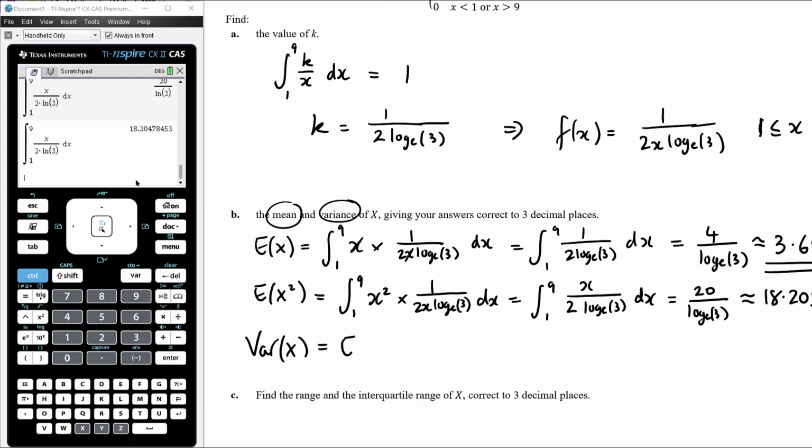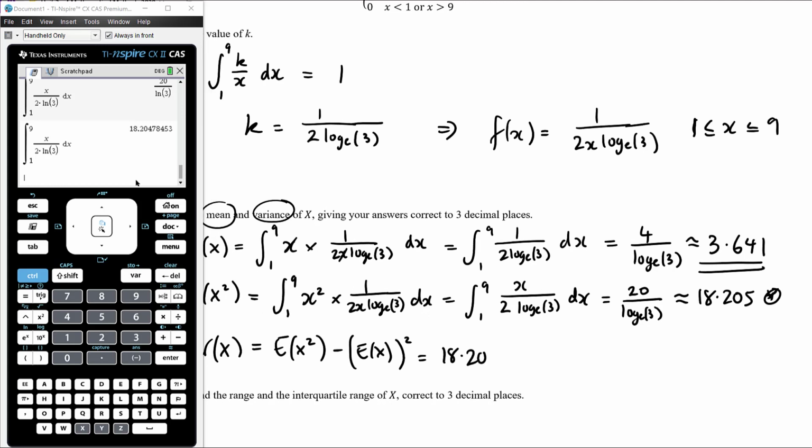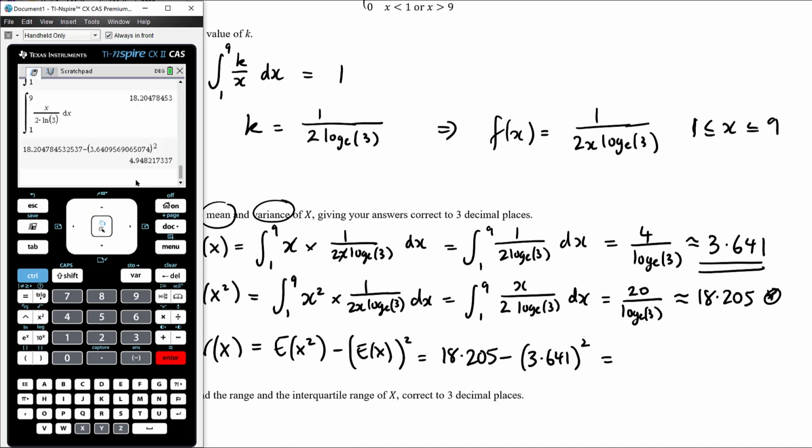So variance of x is expected value of x squared, take away expected value of x all squared, which means it is 18.205 minus 3.641 squared. Okay, nice exact values with your CAS, there's no reason not to. It is that value there minus, so don't use rounded values to then calculate another answer that's got to be rounded, minus that squared, and that to 3 decimal places is 4.948. So those are the 2 answers to the question, the mean and the variance.